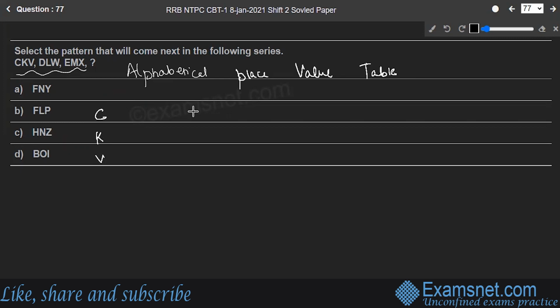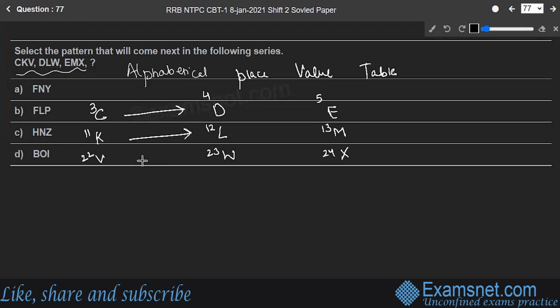The next one is DLW, then EMX, and the next one I don't know. So the position of C is 3, K is at 11, V is at 22, D is at 4, L is at 12, W is 23, E is 5, M is at 13, and X is at 24.